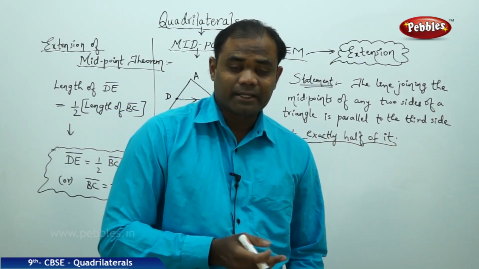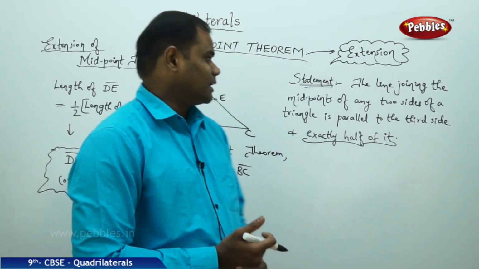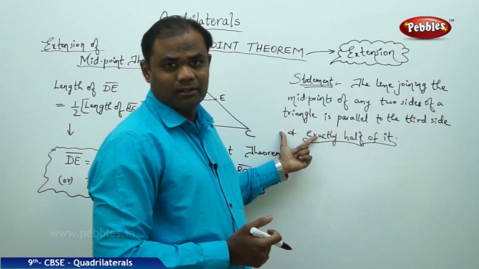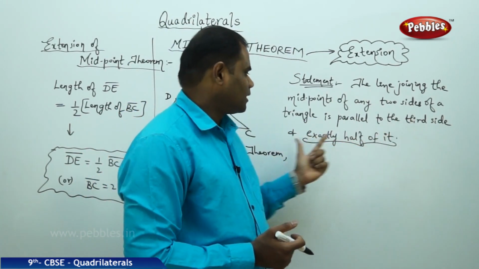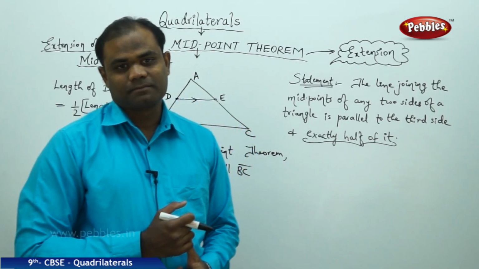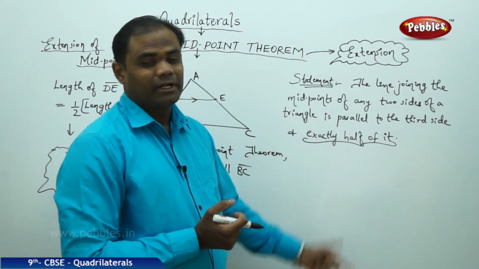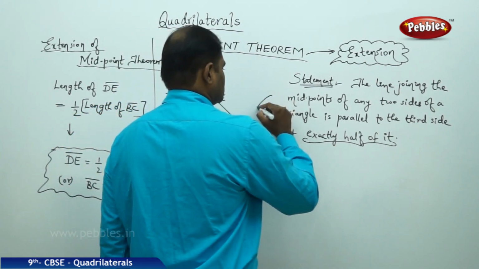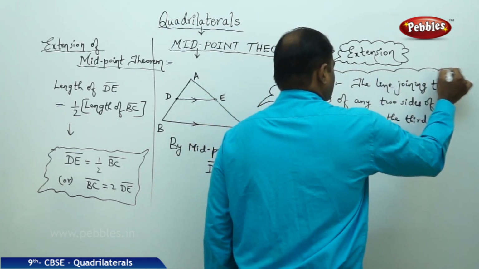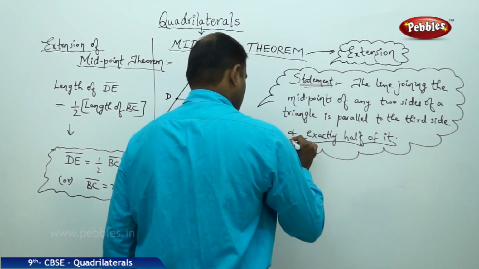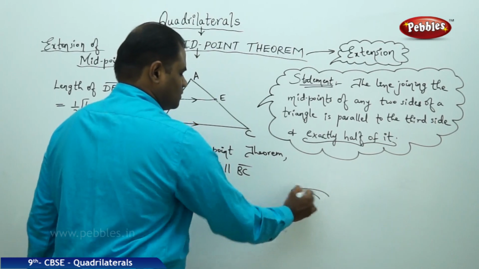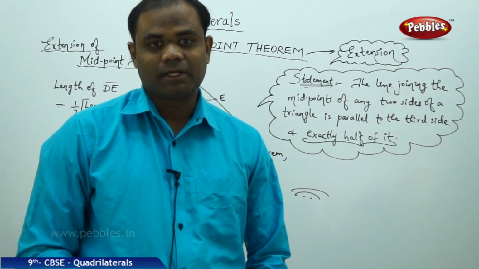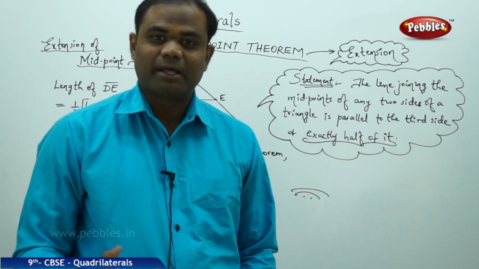So now proudly I can state the midpoint theorem as: the line joining the midpoints of any two sides of a triangle is parallel to the third side and exactly half of it. This is how we can relate the midpoint theorem completely in its own understanding. So the statement is how we define the midpoint theorem and its extension connected with midpoints and parallelity.